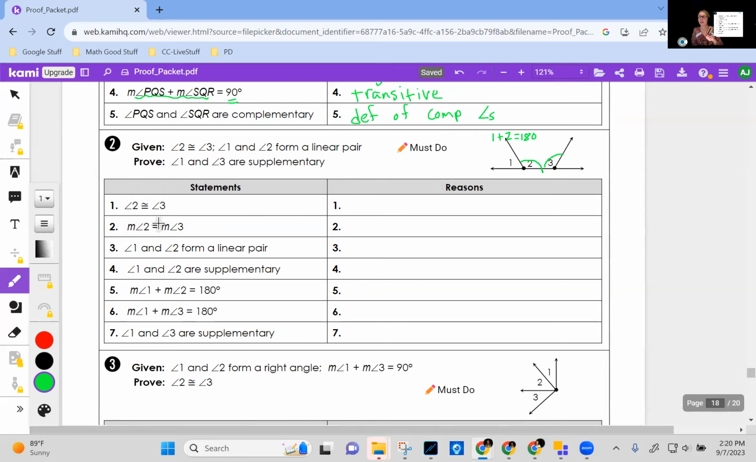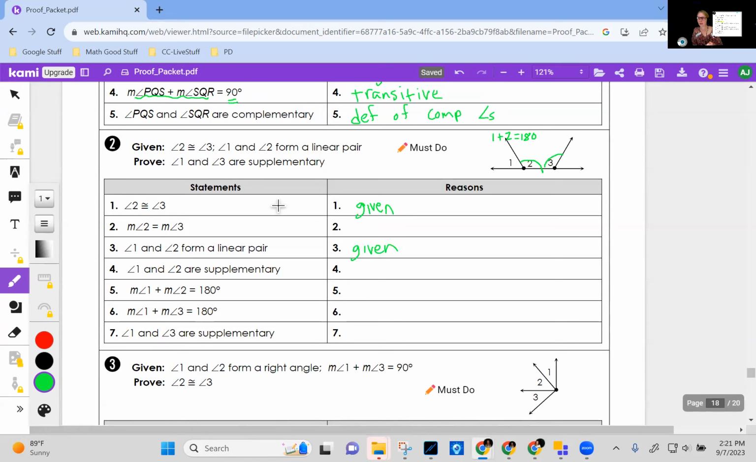So let's see, I've got lots of choices up here, but my first one, angle 2 congruent to angle 3, that's definitely a given. And so I'm going to mark one of these givens off. It looks like there's a second one too. So somewhere I'm going to have to find that other one. And I'm just going to start by looking for it. Angle 1 and 2 form a linear pair. I found it, so I'm going to write that down over here so that I don't get confused later.